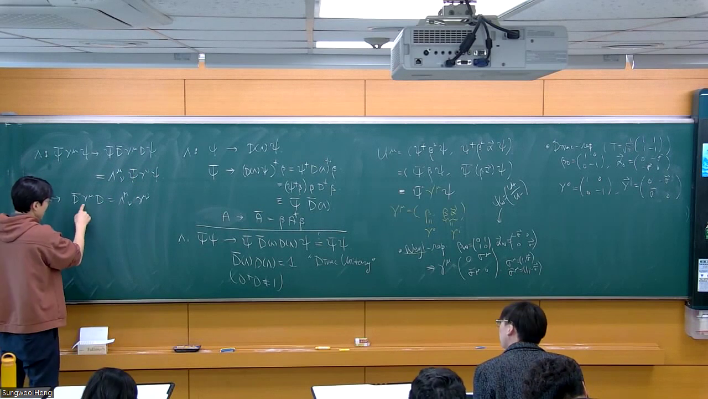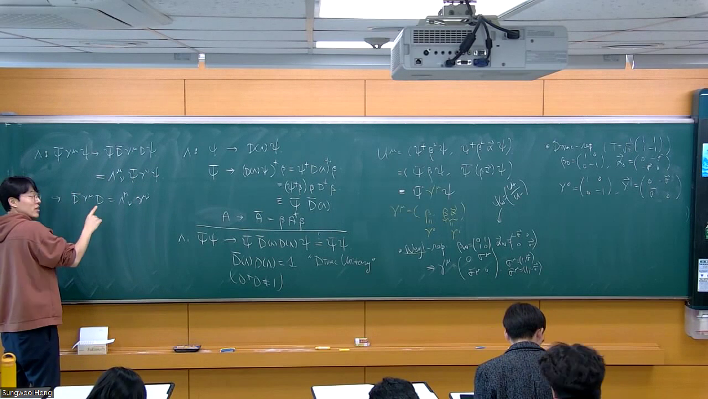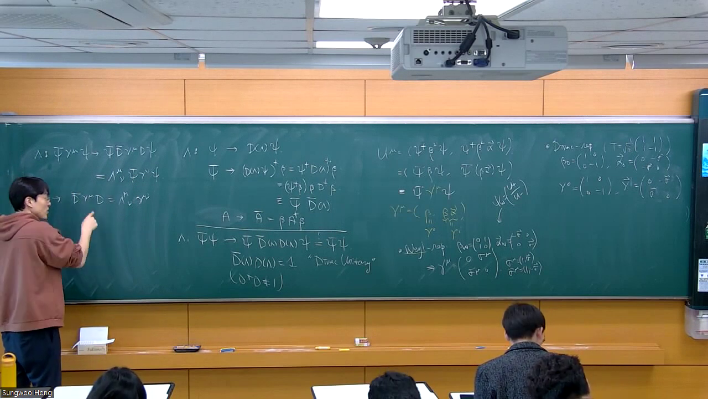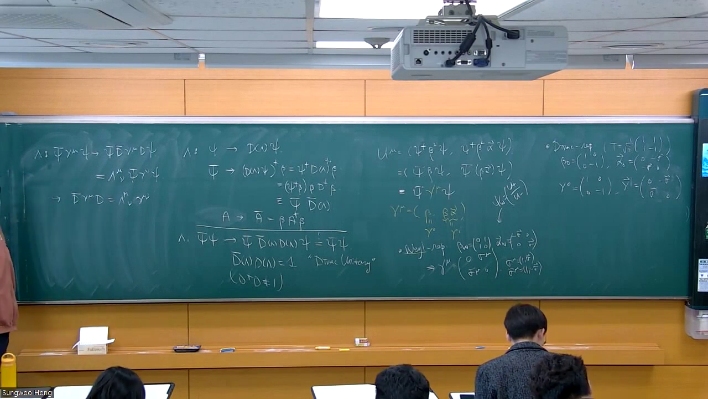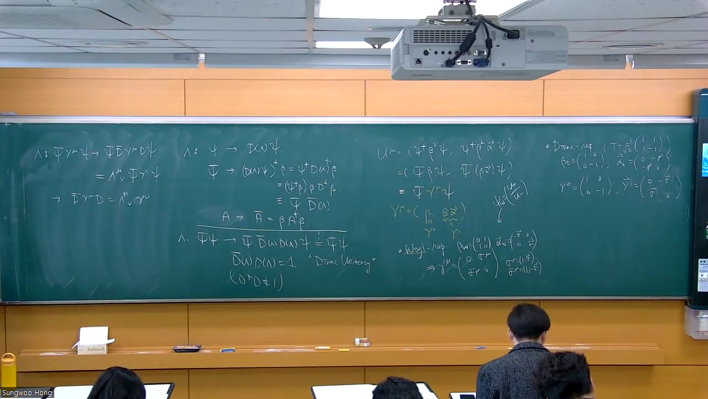So this is not quite like a Lorentz transformation, right? Because this is not D dagger D. This is not like the adjoint transformation of the four-vector matrices, but nevertheless, you have a nice, neat expression.